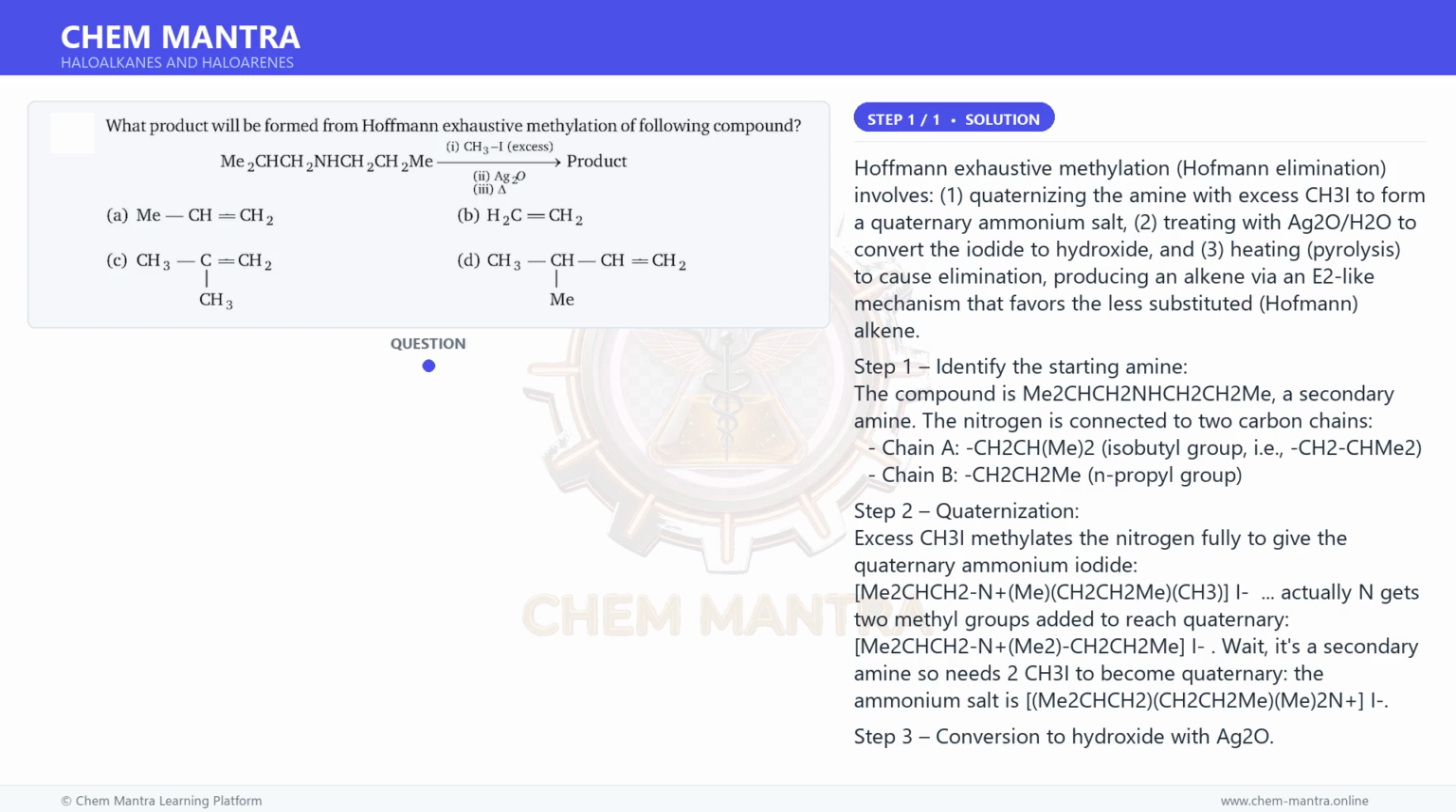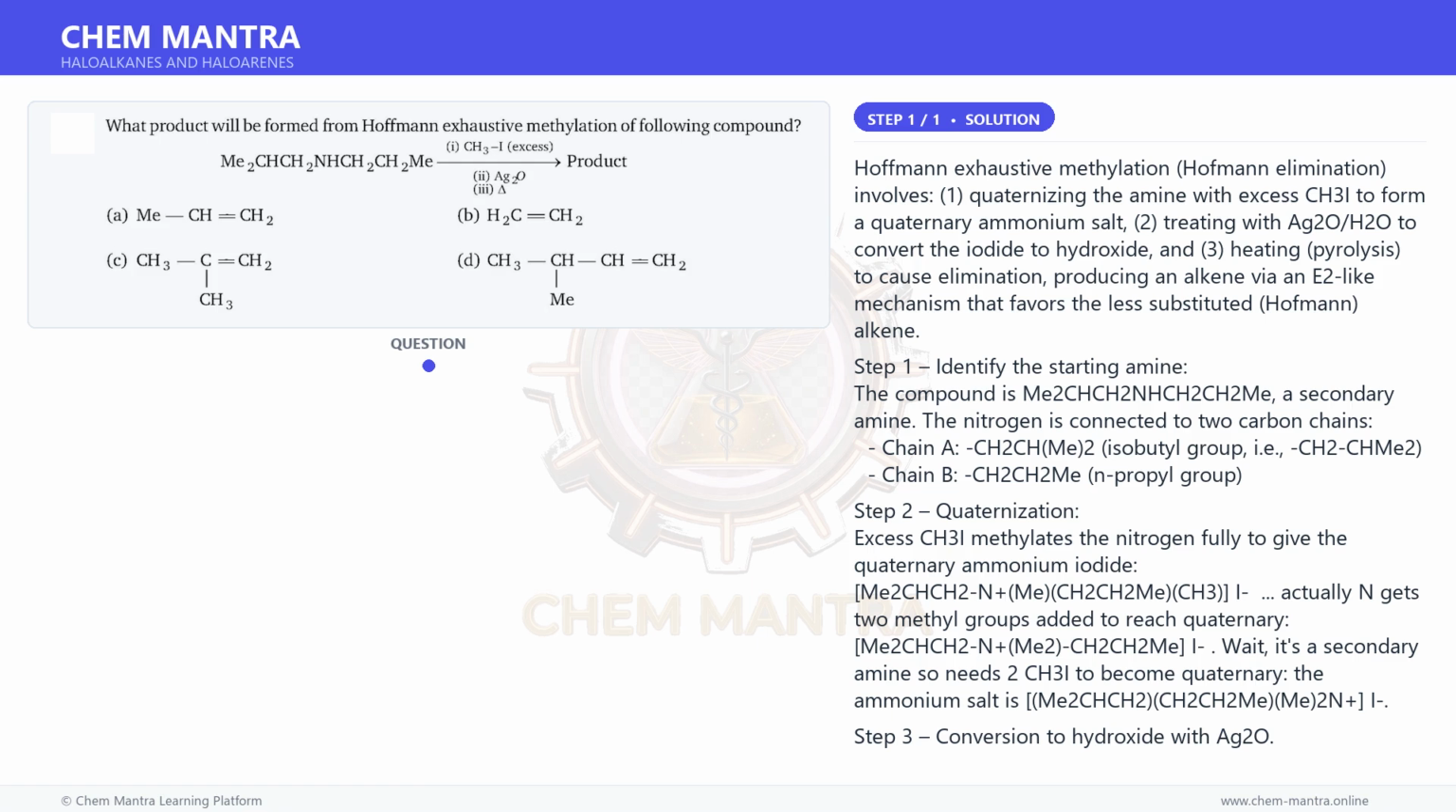Hofmann exhaustive methylation, Hofmann elimination, involves: 1. Quaternizing the amine with excess CH3I to form a quaternary ammonium salt. 2. Treating with Ag2O/H2O to convert the iodide to hydroxide. And 3. Heating, pyrolysis, to cause elimination, producing an alkene via an E2-like mechanism that favors the less substituted, Hofmann, alkene.